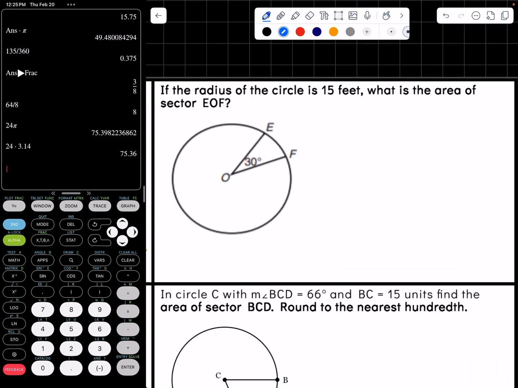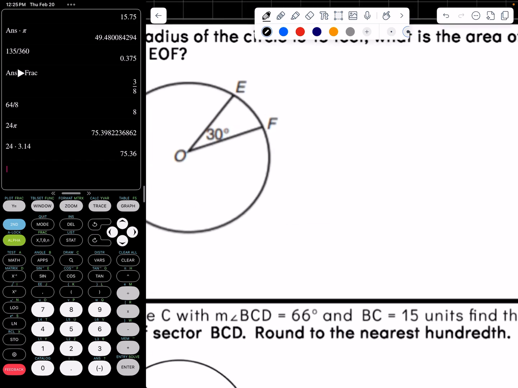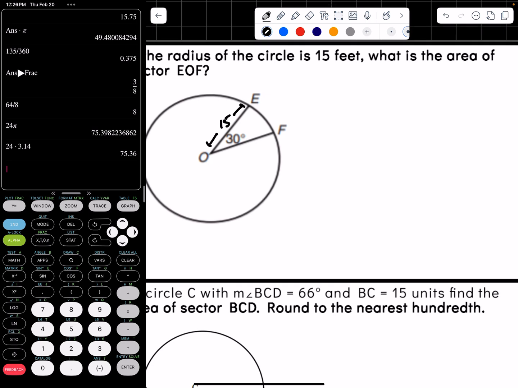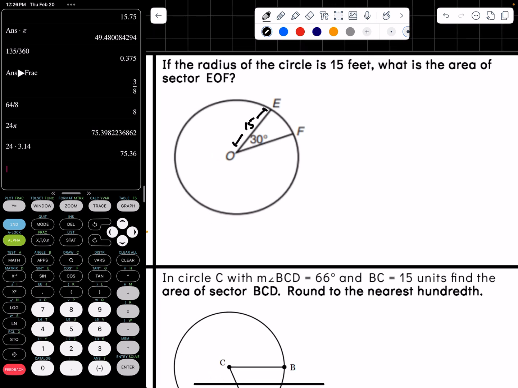If the radius of the circle is 15 feet, so let's label that. We've got a radius as 15 feet. Okay. What is the area of sector EOF? So we are looking for the area contained right here by radius EO, radius FO, and arc EF. So I'm going to do it the same way I've done it. Area equals pi r, which is 15 squared, times 30 over 360. And I know right away that I can cancel those zeros out.